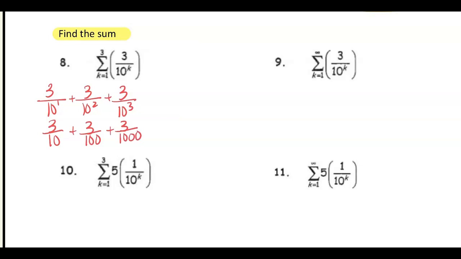As a decimal, I could actually write these out pretty easy. 3 over 10 is just 0.3. I would add that to 3 over 100, which is 0.03. And then 3 over 1,000 is 0.003.